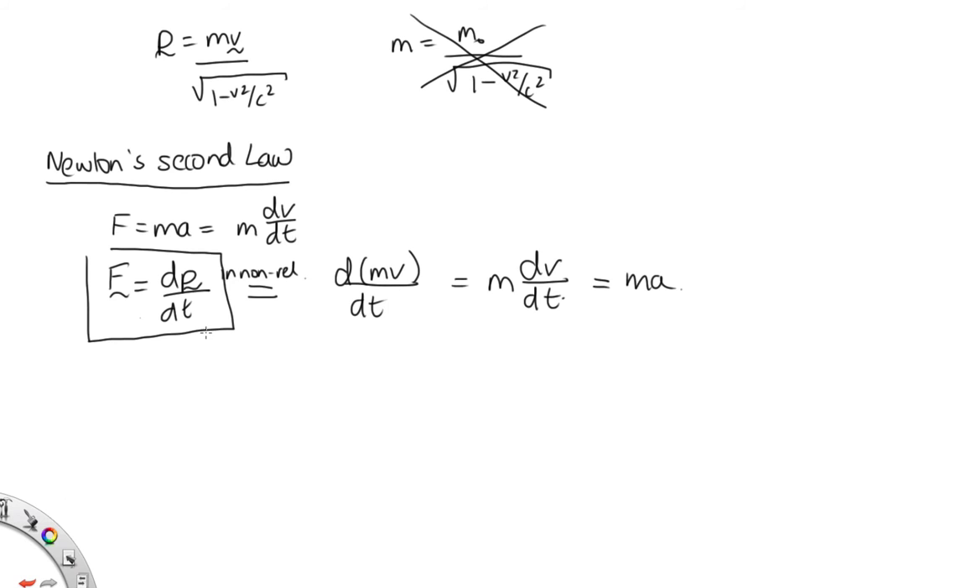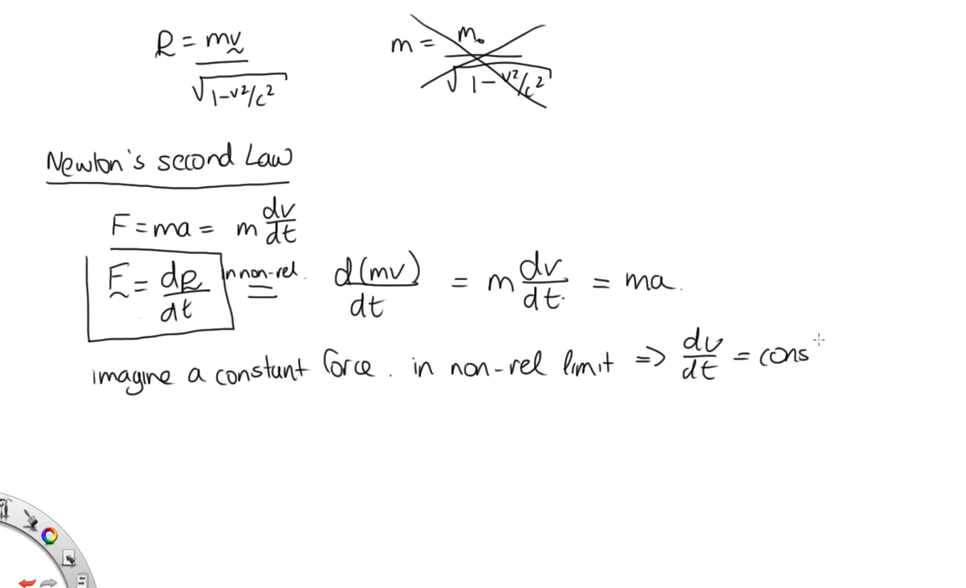Now let's just consider why we need this. Imagine a constant force acting on an object. Now in the non-relativistic limit, this would imply that dv dt was constant, and so our velocity is going to go to infinity as it's increasing constantly. And we've said in relativity that this can't happen, that there's a speed limit c in the universe, and so the velocity cannot become infinite.